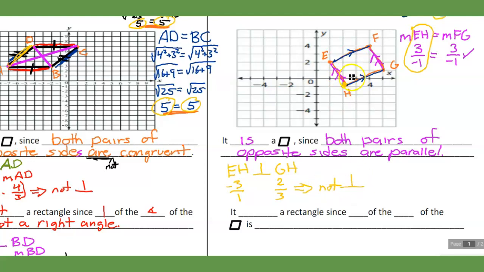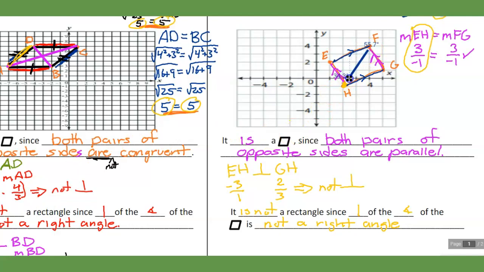So it kind of looks like this might have been a right angle, but when we do it by the numbers, it is definitely not. It wasn't that far off. If this was a 3 over 2 instead of a 3 over 1, then the answer would have been yes. Okay, so it is not a rectangle, since one of the angles of the parallelogram is not a right angle. Okay, but it could be a rhombus. So let's check that.